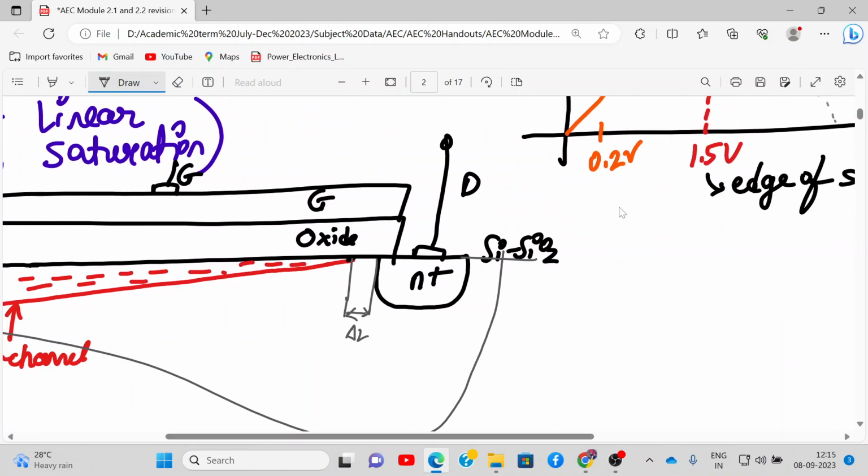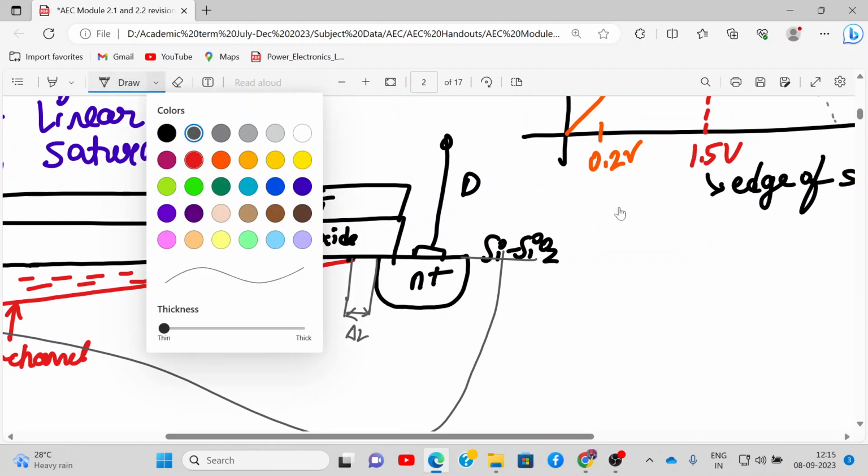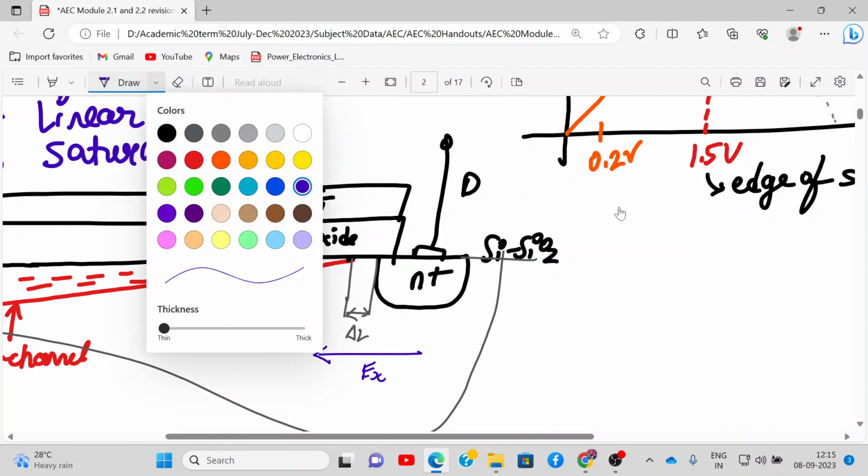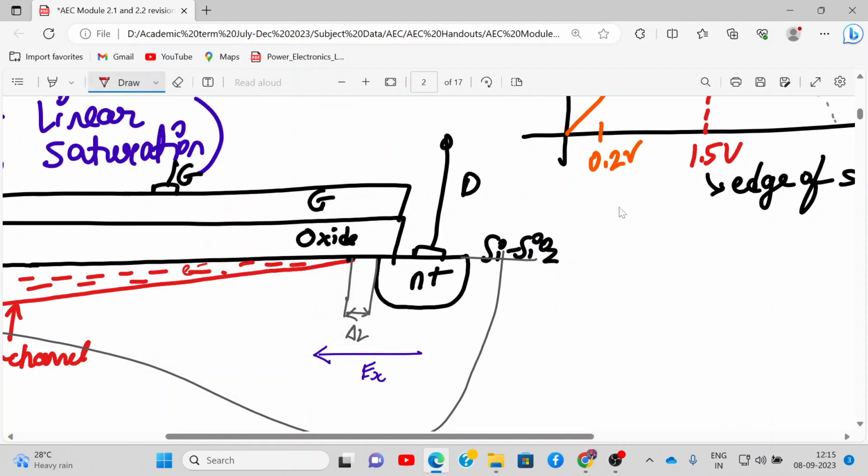So what happens is, as soon as the electrons come over here, the electric field is directed very powerfully in the opposite direction, like this. It's a very powerful electric field. Under its influence, the electrons are accelerated and driven towards the drain region, and they come out of the drain region like this. So these electrons are being pulled towards the drain by the very powerful electric field, but they will be moving at a constant velocity.